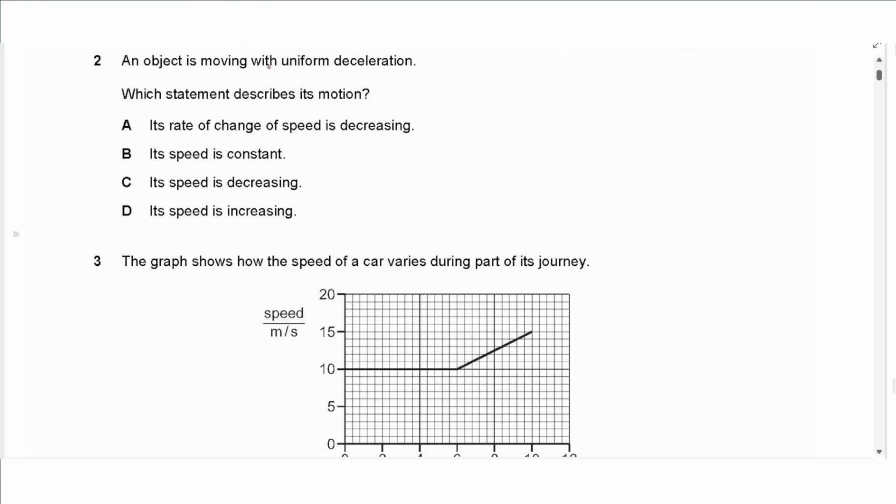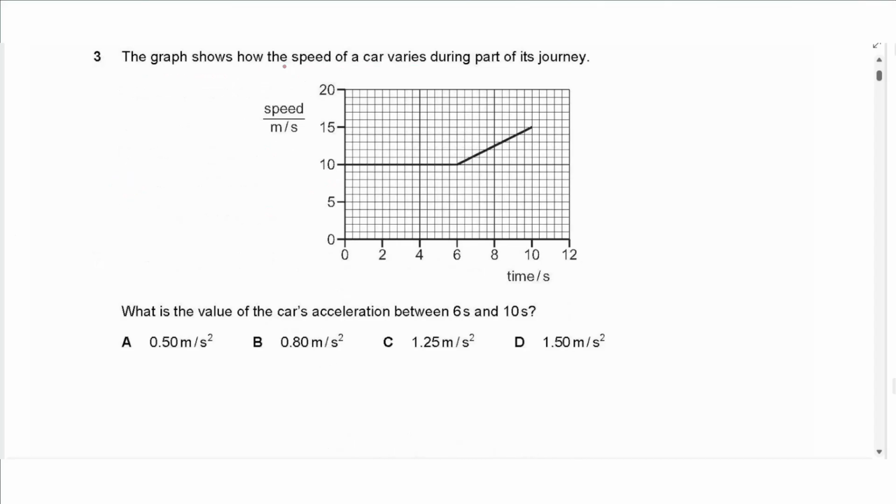Question 2 says an object is moving with uniform deceleration. Which statement describes its motion? The rate of change of speed is decreasing. No, it should be constant since it is uniform deceleration. The speed is constant. No, because the speed is decreasing in a deceleration. Its speed is decreasing. Yes. Its speed is increasing. No. So the answer is C.